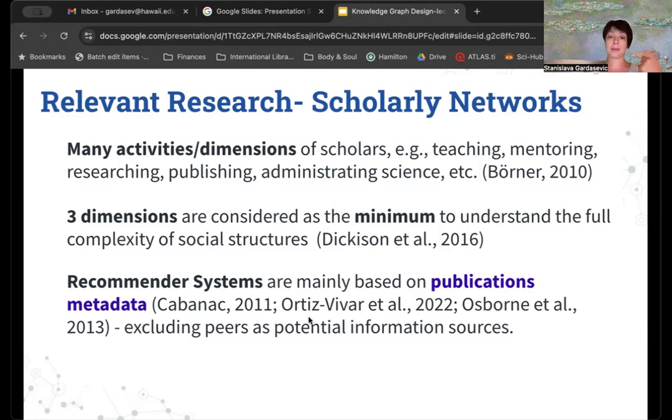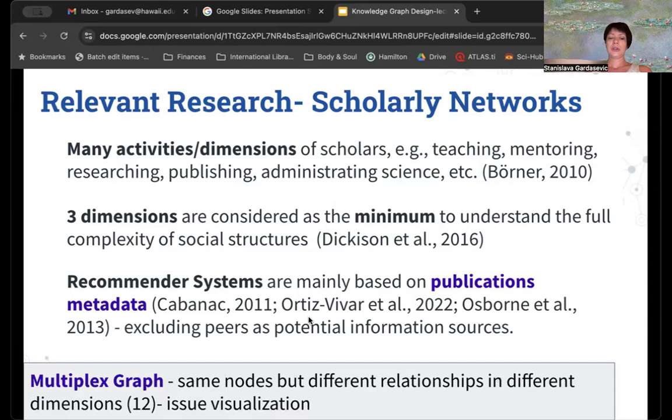And then scholars do wear many hats. They're teaching, they're mentoring, they're researching, publishing, doing administrative service. So all of these activities should be represented, not only the publications that are the output of research. Therefore, this knowledge graph that came out of this research ended up being a so-called multiplex graph or multi-layered graph, where nodes have different relationships in different dimensions.